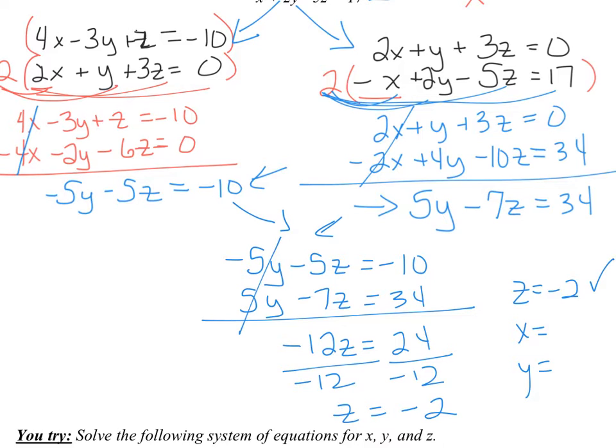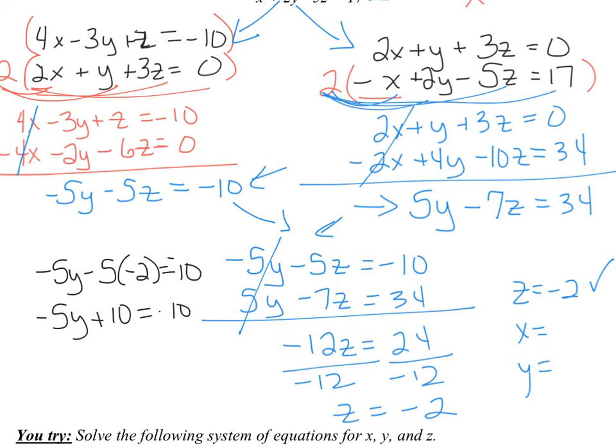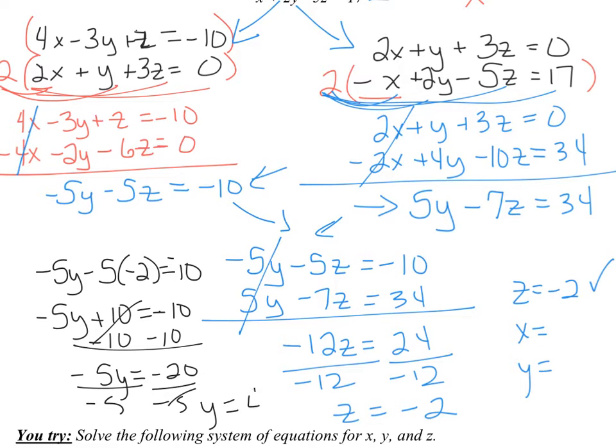So I'm going to go back. I'm going to take either one of these two here, either this one or this one. I'm going to plug my z in, and I'm going to get a y out. I'm going to change my color here. So negative 5y minus 5z, which now I know is negative 2, equals negative 10. Plug that back in. Negative 5y plus 10 equals negative 10. Right? Yep, so subtract 10. Negative 5y equals negative 20. Divide. And I get y is equal to positive 4.